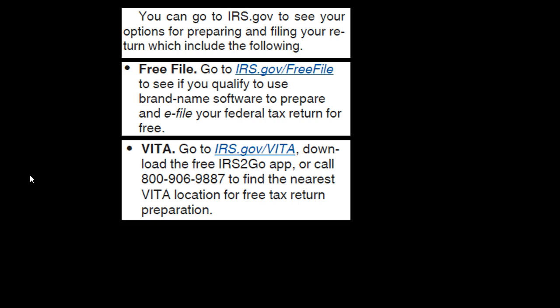VITA. Go to irs.gov/VITA. Download the free IRS To Go app or call this number to find the nearest VITA location for free tax return preparation. Again, I don't have a lot of experience with that, but it might be something to look into if it's an option for you.